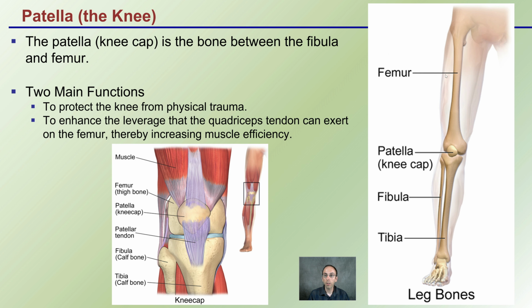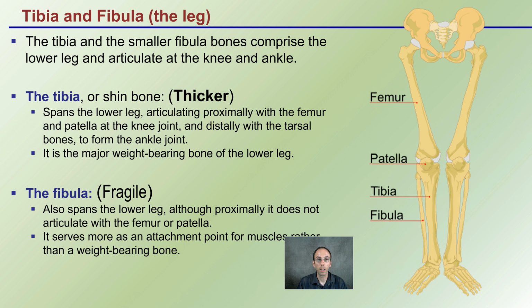So that patella region, as we just left the femur here at the bottom, that patella is basically the knee or the kneecap, and it's the bone between the tibia and the femur. Its two main functions are to protect the knee from physical trauma, and it also acts as a leverage that the quadriceps tendon can exert on the femur, thereby increasing muscle efficiency. So again, we see another bone being placed not only to protect portions of the body, that delicate joint, but also increasing muscle efficiency.